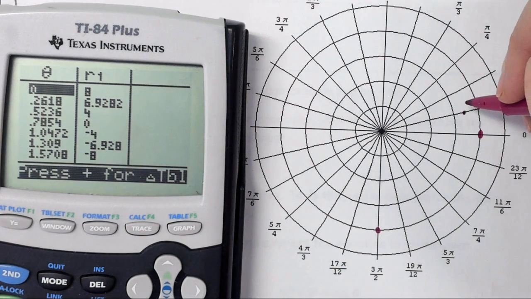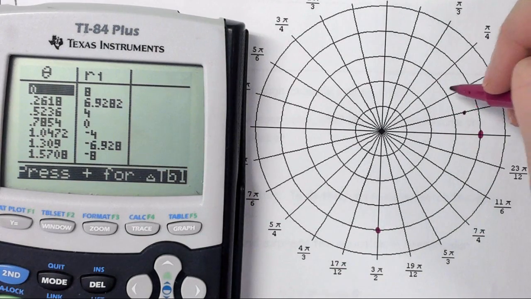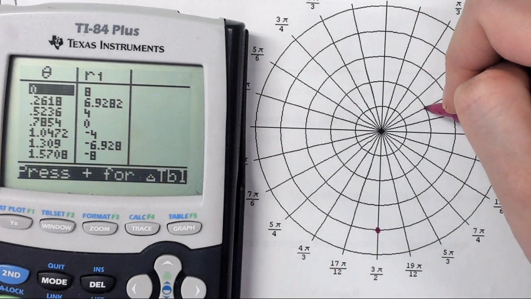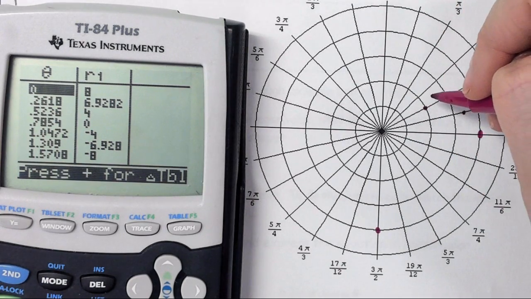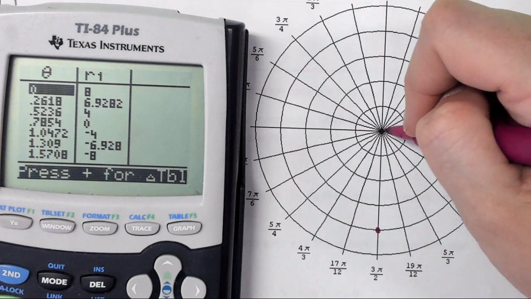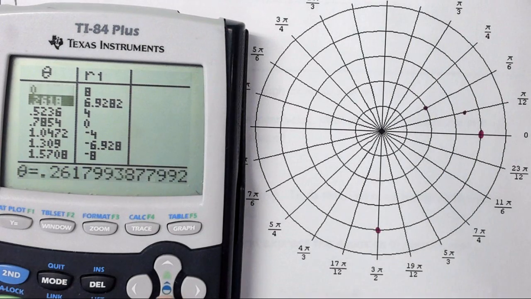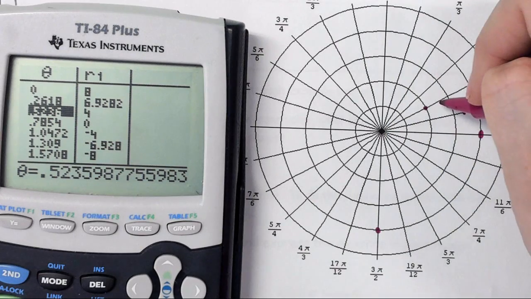Okay, so 0, 8, and then this one is 0.69. So at pi over 12, remember I'm going by 2s, so 0.69 is just about halfway. Okay, and then the next one is going to be 4. So again, remember I'm going by 2s, so 2, 4, right here. And then my next line, I'm at 0. See how it's 1, 2. So you just go 1, 2 lines from there.